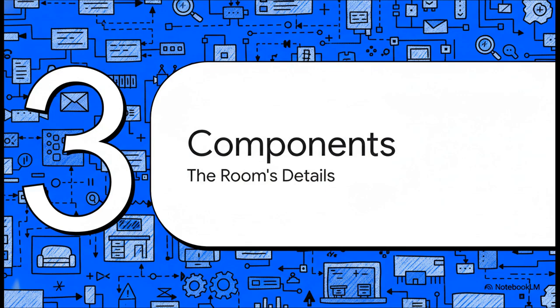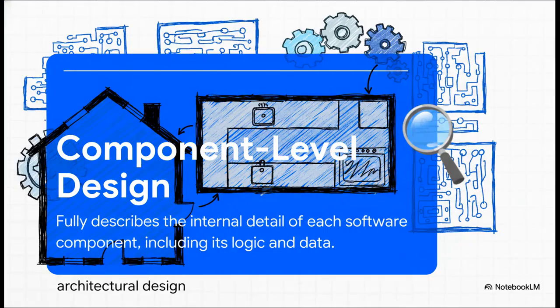Okay, so we've gone from the big overall floor plan to the connections between the rooms. Now it's time to zoom all the way in and design the details inside each room. This part is called component-level design. Component-level design is where we finally describe what's actually supposed to happen inside one single piece of our software.